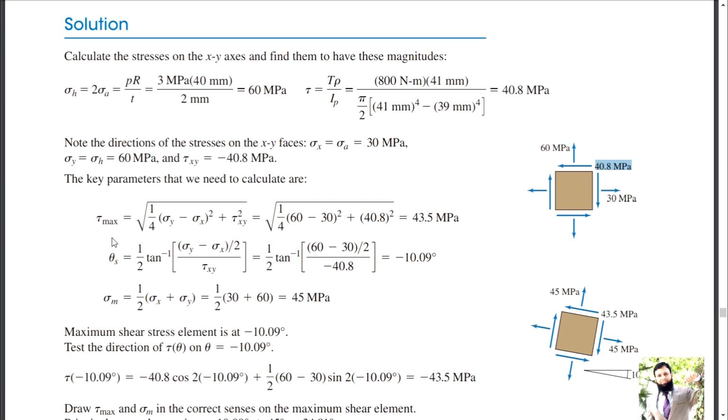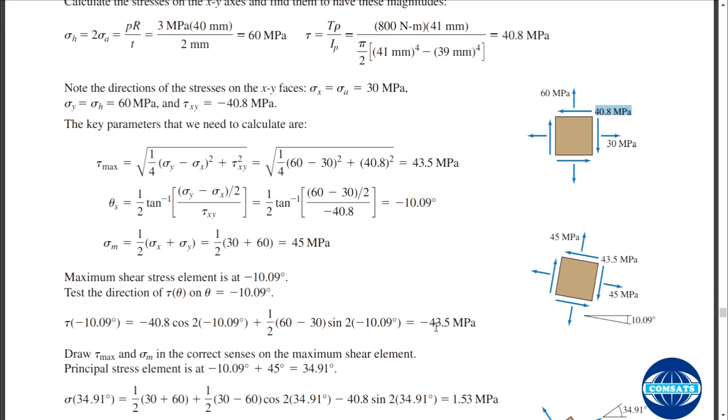Okay, you are going to calculate the maximum shear with the help of this equation. You got 43.5 megapascal, and the orientation at which this maximum shear is applied is minus 10.09, and you have to confirm it. You put this angle in your stress transformation equation, and if you get the same answer, then that angle is fine. If you do not get the same answer, it means that your orientation or stresses were shown in the wrong direction.